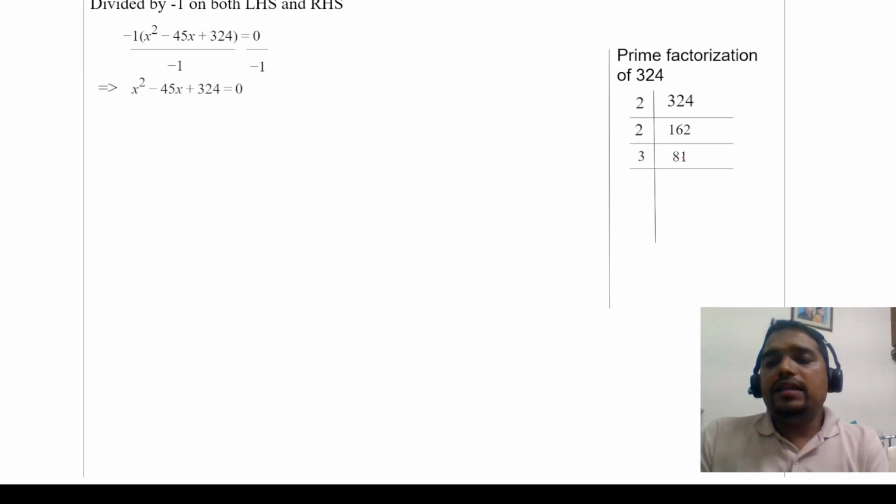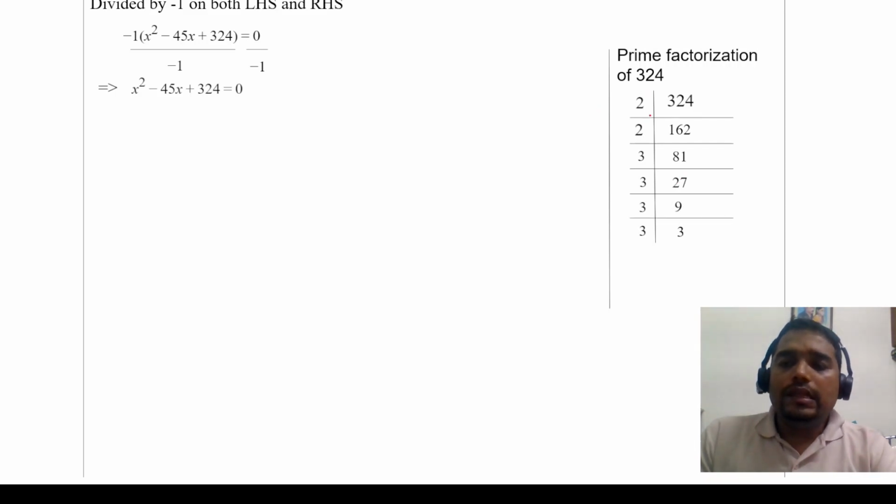After adding the digits of 81, that is 8 plus 1 is equal to 9, and this 9 is divisible by 3, so the number 81 also gets divided by 3. After dividing by 3 continuously, we end up with the final number 3, which again gets divided by 3. So the prime factorization of the composite number 324 gives prime factors 2, 2 times, and 3, 4 times.